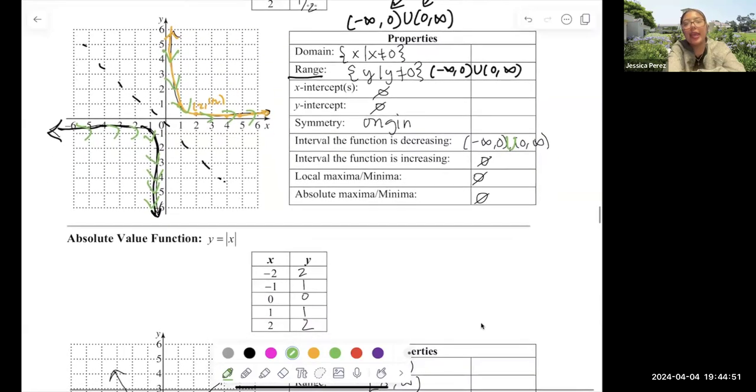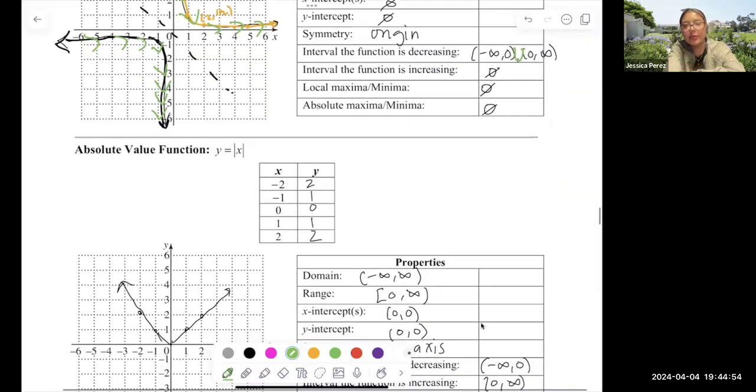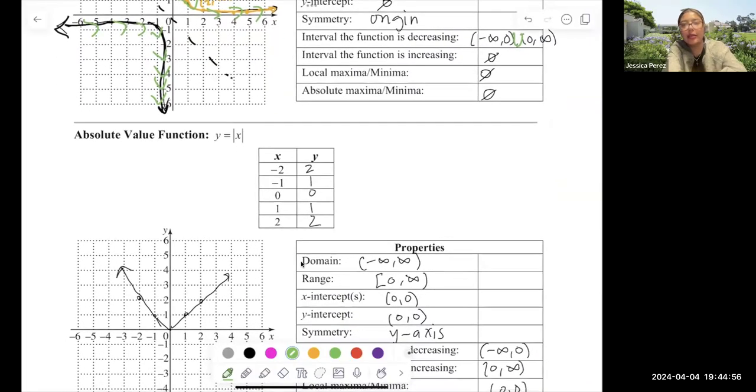We do have the absolute value function, which we are kind of familiar with. The absolute value of -2 is 2. The absolute value of -1 is 1. The absolute value of 0 is 0. The absolute value of 1 is 1. The absolute value of 2 is 2. So we graph that like so. And this is a V shape. This looks like a V.